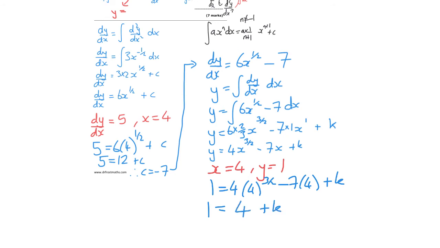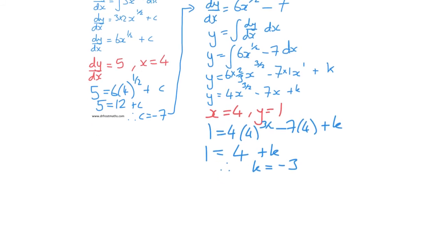So therefore, my k is going to be minus 3. Now I need to finish it off. I need to sub back in what k was. So my final answer is y equals 4x to the 3 halves minus 7x plus k, so plus minus 3, so just minus 3. And that's the equation of my curve. Remember, equation means I need an equal sign in there.